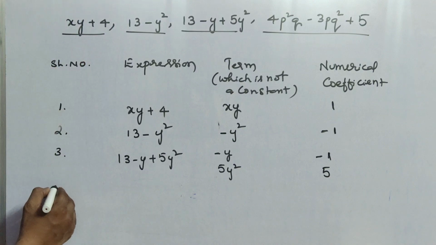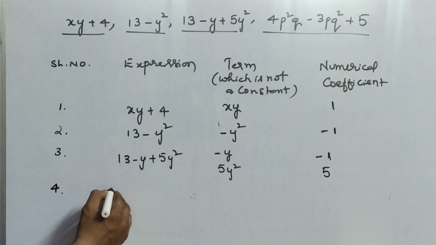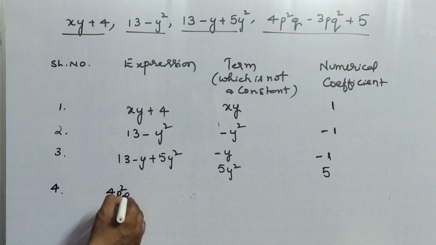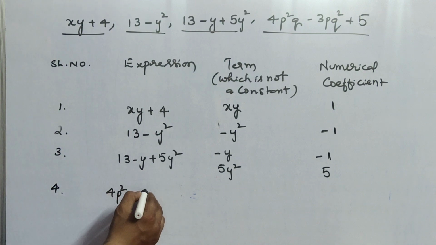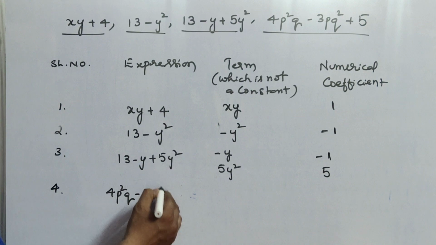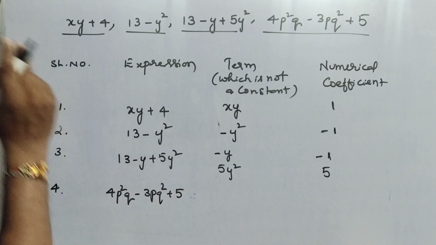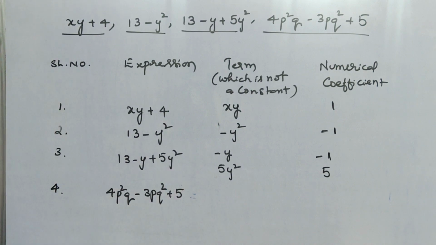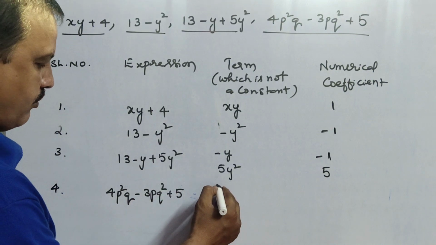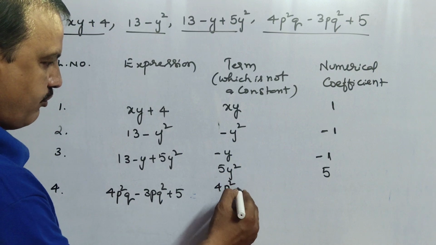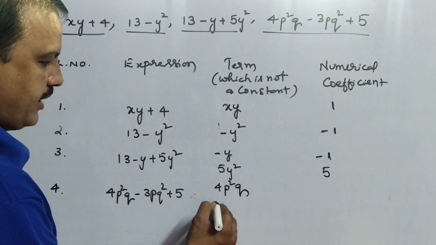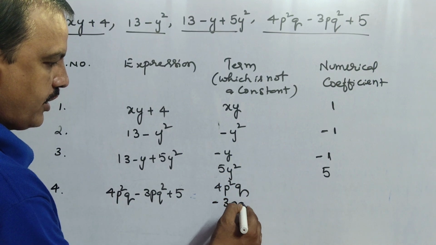Now coming to the fourth question, children. 4p square q, no need to write any CW, just listen to the class. 4p square q, 3p q square plus 5. Now what do we have to leave? Now you got an idea: 5, you have to leave it. So what do we have to write now? 4p square q minus 3p q square.